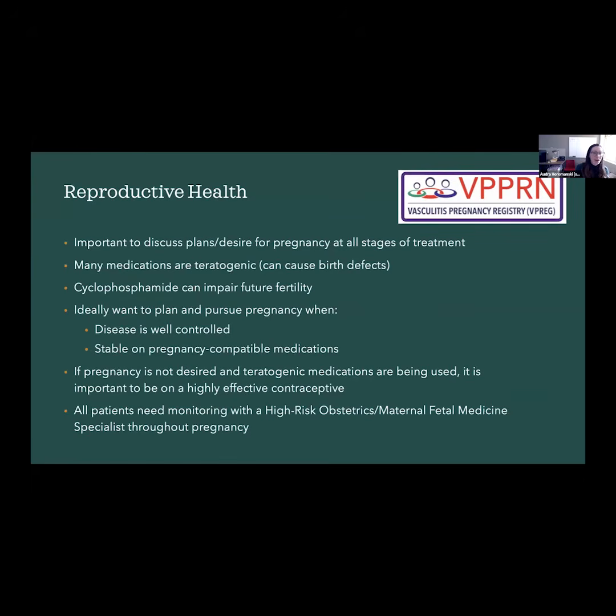Cyclophosphamide in particular can impair future fertility, and so we really try to avoid it in anybody who wants to get pregnant in the future. Ideally, we want to plan and pursue pregnancy when disease is well controlled and patients are stable on pregnancy-compatible medications, meaning medications that are safe to be on during pregnancy or breastfeeding.